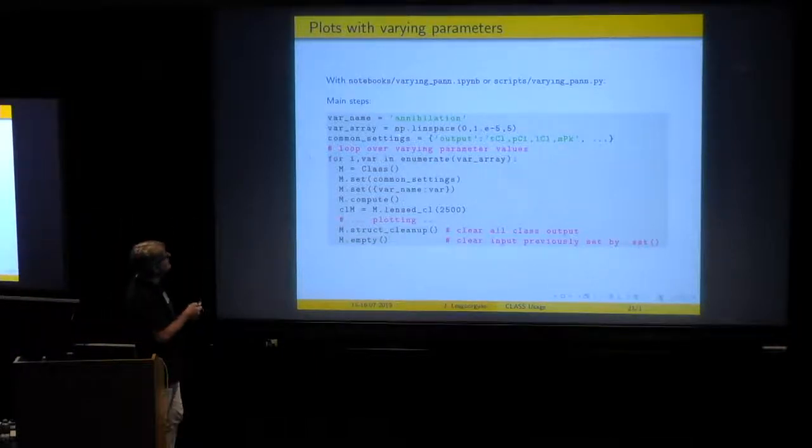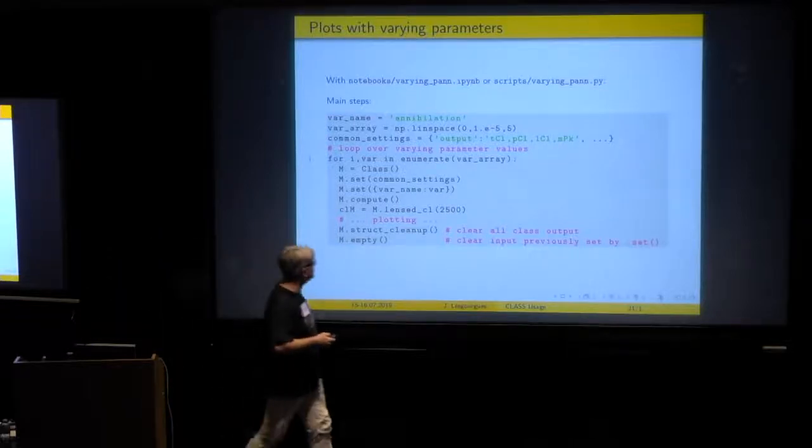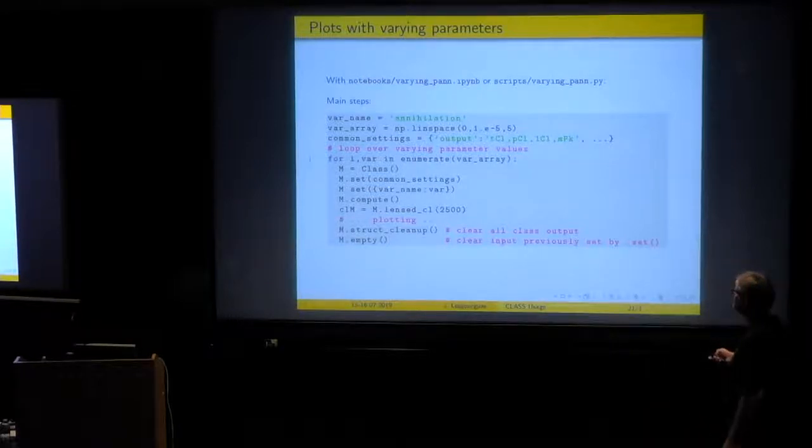And in common settings, I write all the parameters that will not change when I loop over the values of this parameter. Then I loop over the values of this parameter. And so it means I take one of these values, one after each other. And for each of them, I define an instance of my class that I call M. Here, M means one model. I set all the parameters which were here. And now with this command, I also say that annihilation will be set to one of these values. I compute it. I extract the Cl of my model M.